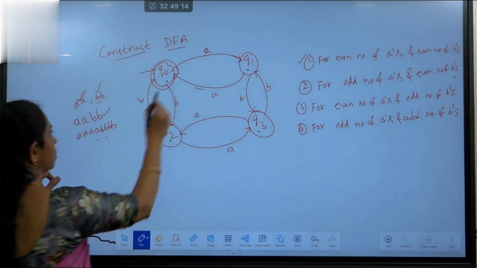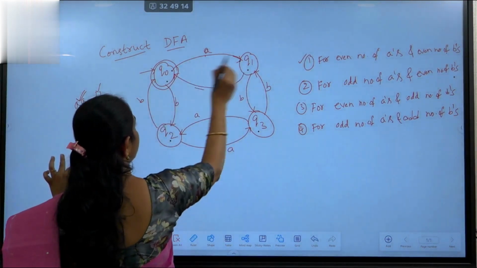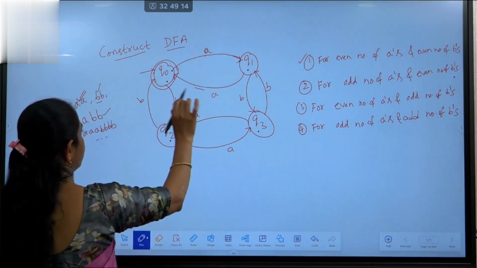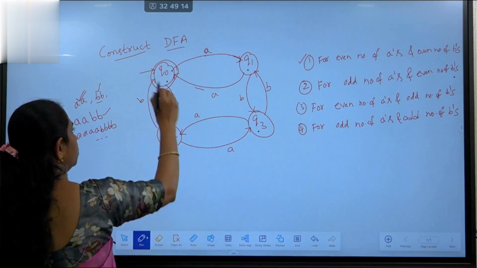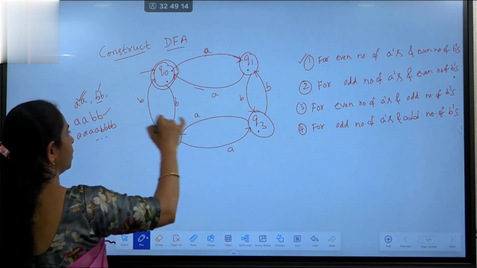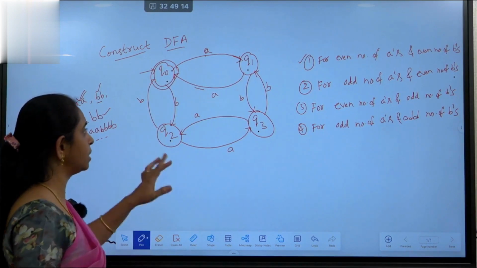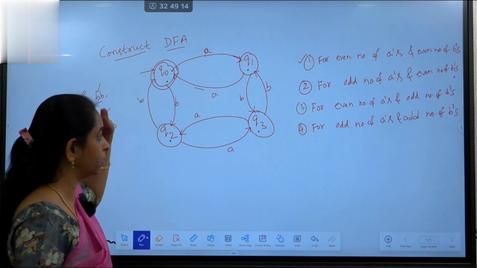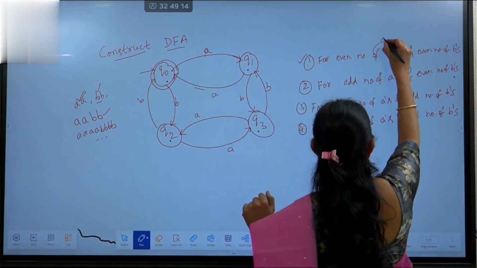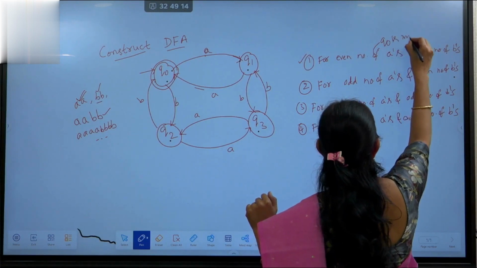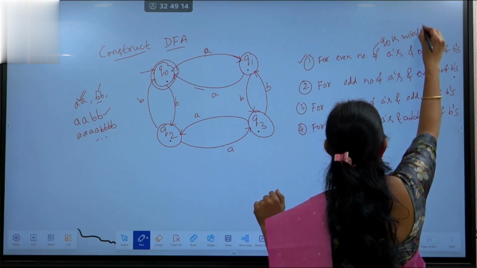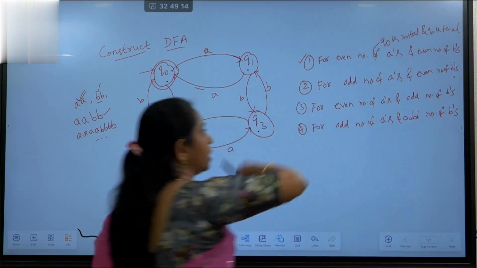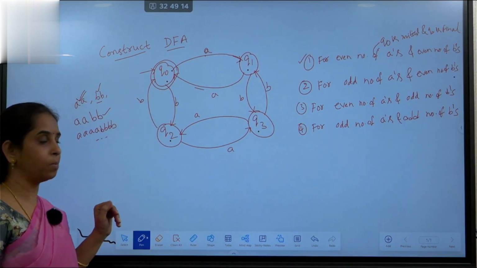Like 4 A's: 1, 2, 3, 4. If you transit from Q0 to Q1 and so on, it satisfies any even number of A's, and 4 A's and 4 B's too. Like that, even number of A's and even number of B's will be satisfied in the diagram whenever Q0 is the initial state and Q0 is the final state. So write down: whenever Q0 is initial and Q0 is final, it satisfies even number of A's and even number of B's.